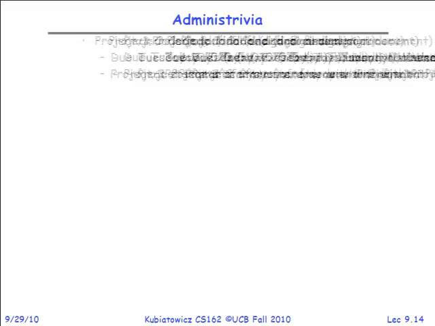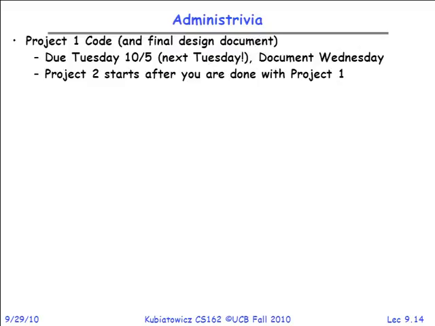Some administrivia. So project 1 code and final design document are due, well, the code's due Tuesday and the document's due the day after. So that's going to be standard for you guys. If it turns out you ever have a slip day, the document's due the day after the slip day. Okay? The other thing that's also due right after the code is group evaluations. We'll talk more about that Monday. Project 2 kind of starts after you finish project 1. So the way we're set up is basically on a 3-week schedule. It's a Tuesday to Tuesday for the rest of the term. Okay?